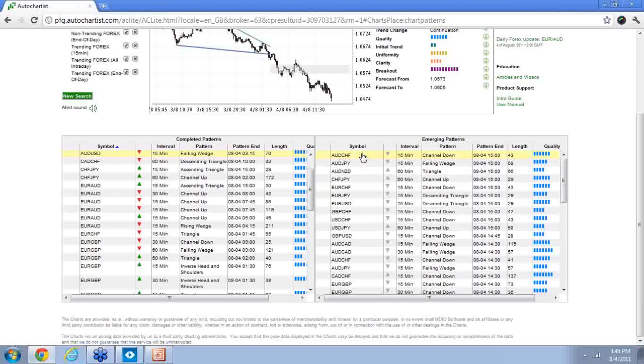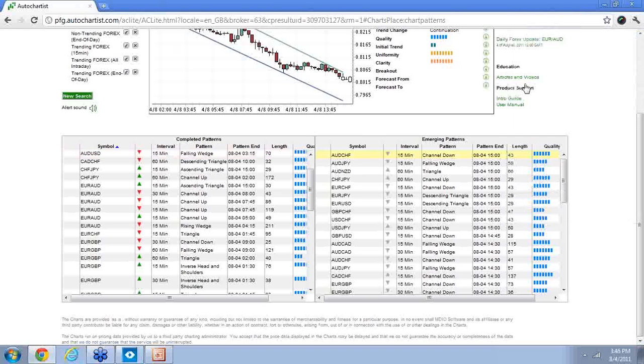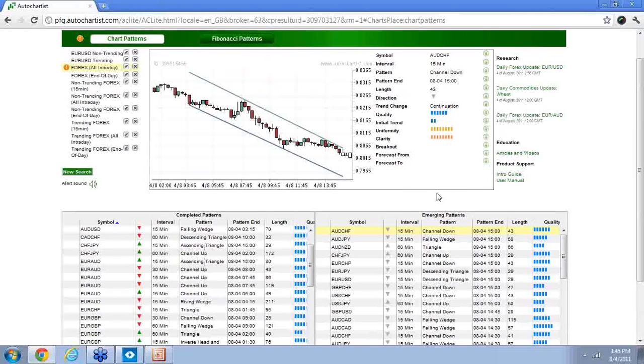So, for example, if we click on the Australian dollar Swiss franc, it's going to tell you that we have a pattern here that's emerging. We see that the market is inside this channel on a 15-minute chart. Okay, we know that it's been in there for about 43 candlesticks, and that we're looking for a continuation move. But we're not sure yet. That's why we have a gray arrow.